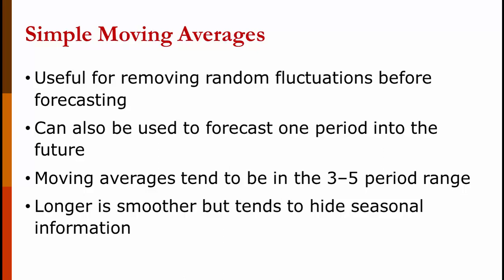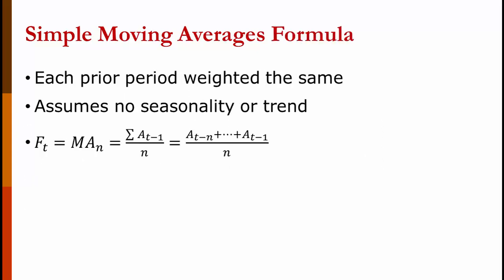If the data has seasonality, then we would have the averaging period match the seasonality, so quarterly seasonality would use a 4-period moving average. The more periods you use, the smoother the data looks, but you begin to lose your seasonality, and it can be harder to spot trends. With simple moving averages, each period is weighted the same. So the first period is weighted the same as the third period in a 3-period moving average. Simple moving averages assume there's no trend and no seasonality.